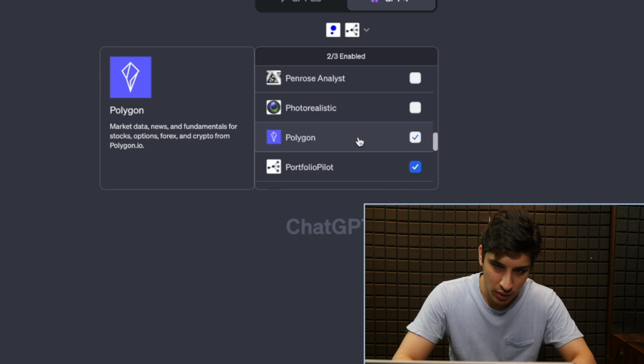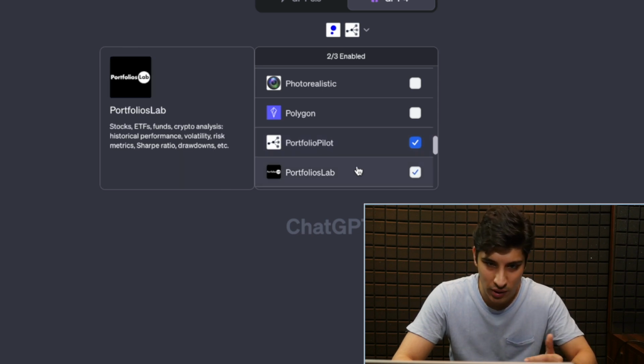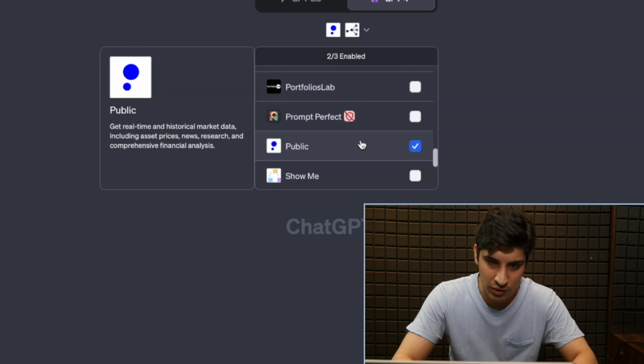There's Polygon, which gives you market data, news, and fundamentals for stocks, options, forex, and crypto. This is something I like a lot. This is called Portfolio Pilot. It'll do portfolio assessments for you. It'll give you recommendations on stocks. It'll actually build your portfolio for you, so you don't need to go to a wealth manager. So this is what I suggest for portfolio management. There's also Portfolios Lab, which will give you metric information on different stocks and ETFs. It'll give you analysis also.